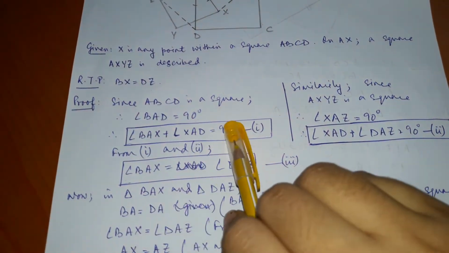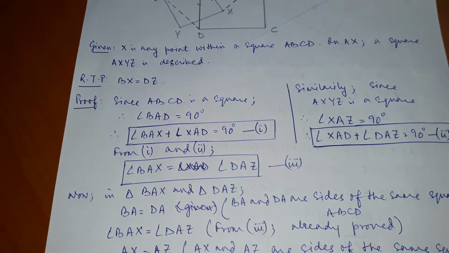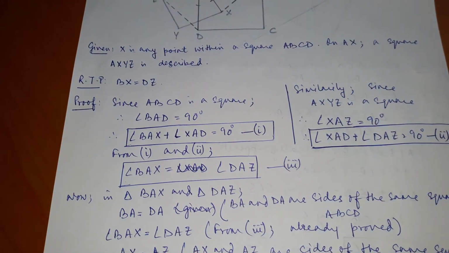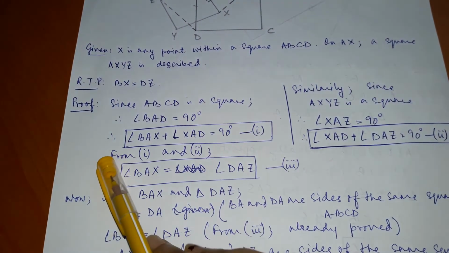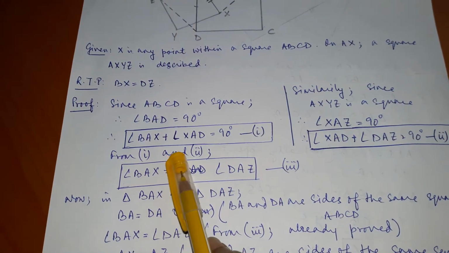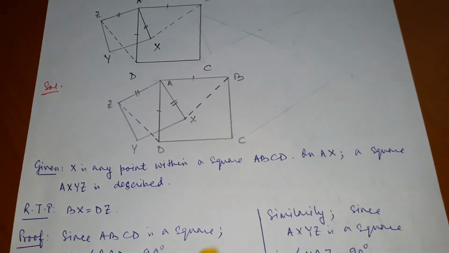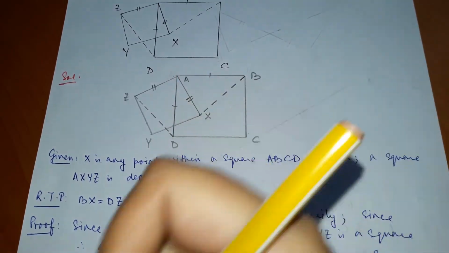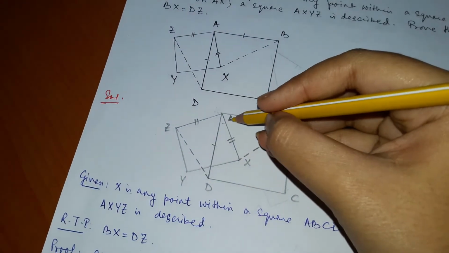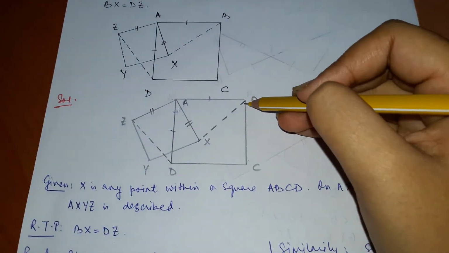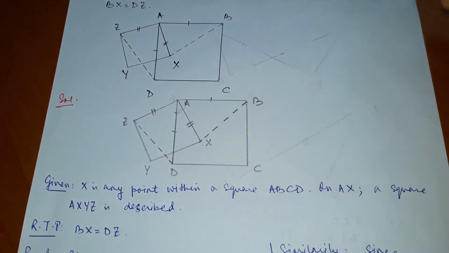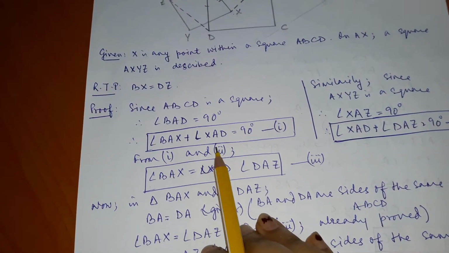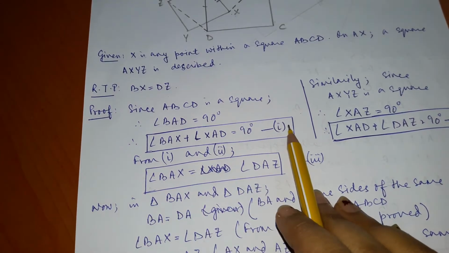Since ABCD is a square, it means that angle BAD equals 90 degrees, because all angles of a square are equal to 90. So this is a very apt statement. Therefore, angle BAX plus angle XAD equals 90 degrees. Look here, simply we have broken angle BAD, this large angle, into the sum of angle BAX and angle XAD, and we have written that angle BAX plus angle XAD equals 90 degrees. We have named this as equation 1.